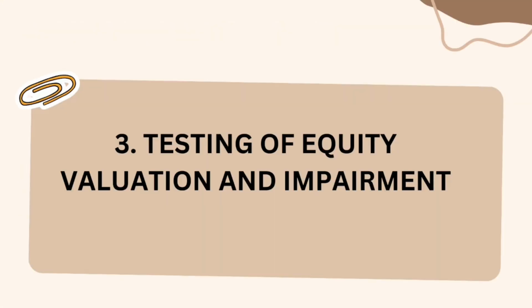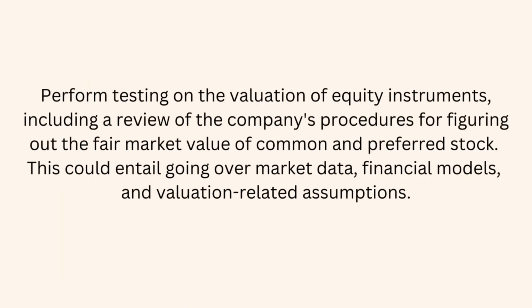And the last one, that is the third audit procedure, is testing of equity valuation and impairment. Testing of equity valuation and impairment means performing testing on the valuation of equity instruments, including a review of the company's procedures for figuring out the fair market value of common and preference stock. This could entail going over market data, financial models, and valuation related assumptions.